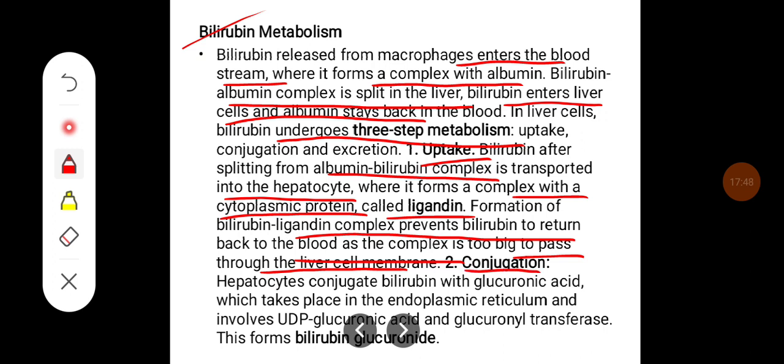Then there will be conjugation. Hepatocytes conjugate bilirubin with glucuronic acid, which takes place in the endoplasmic reticulum and involves UDP glucuronic acid and glucuronyl transferase. So this forms bilirubin glucuronide.